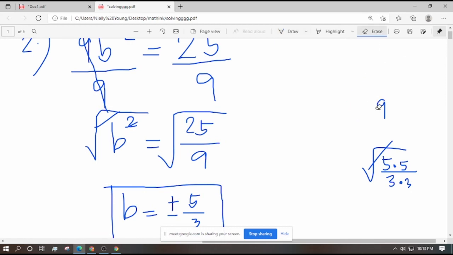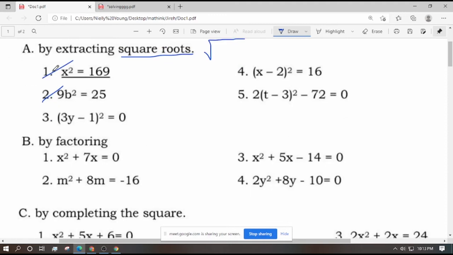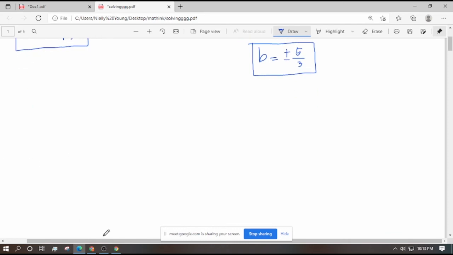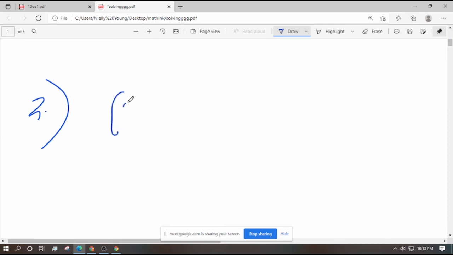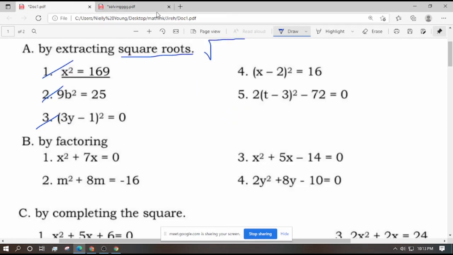Okay. After our class, I will send this solution in our Facebook chat, okay? So we are done with 1 and 2. Let's proceed to number 3. That is parentheses 3y minus 1 square equals 0. Okay. Here, number 3, parentheses 3y minus 1 square equals 0. Let me check. Okay, correct.